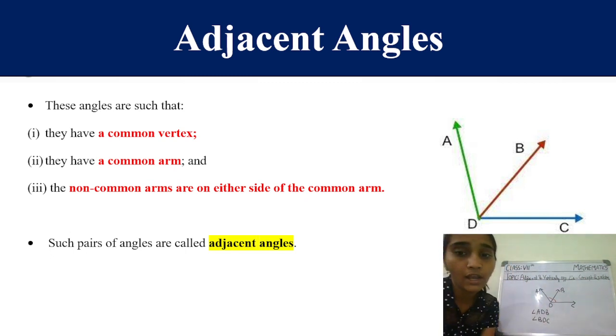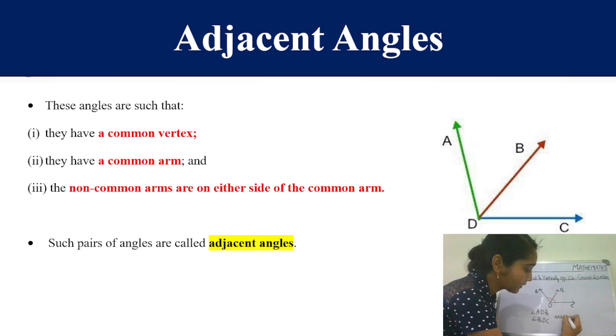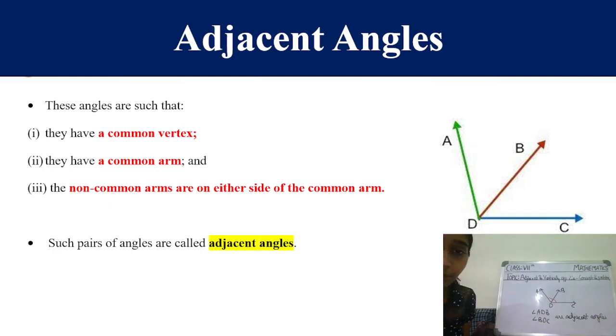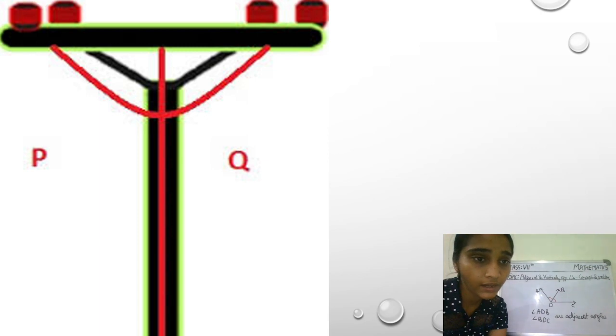Very good students. So now I hope you all have got the idea. So in this figure we have angle ADB and angle BDC. They are the adjacent angles. Okay students, so now let's move ahead. If I ask you to identify the adjacent angles in this electric pole, which we often see in daily life also, which are those two?